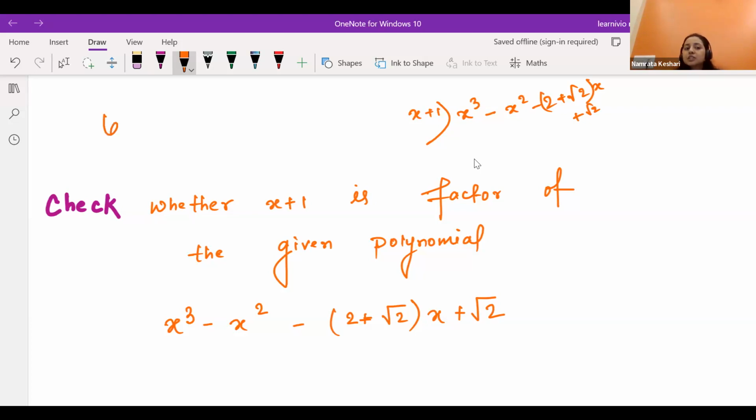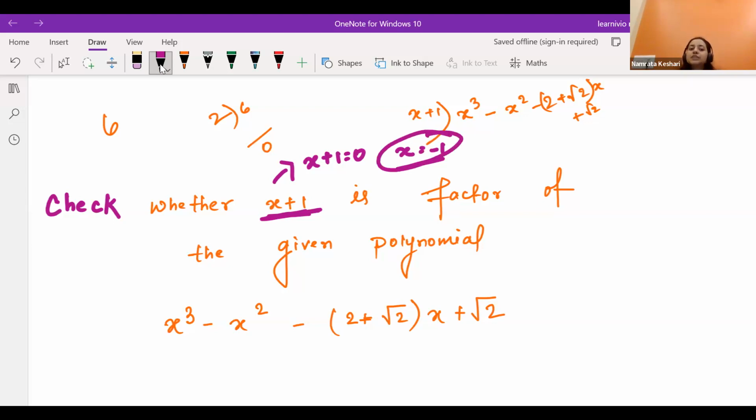2 is a factor of 6. That means when we divide 6 by 2, it divides completely and the remainder will be 0. Okay, so we understand that. That's why at first we find the 0 of this divisor. The 0 of this polynomial: x plus 1 is equal to 0, and the x value will be minus 1. This x value, minus 1, is called the 0 of this polynomial.